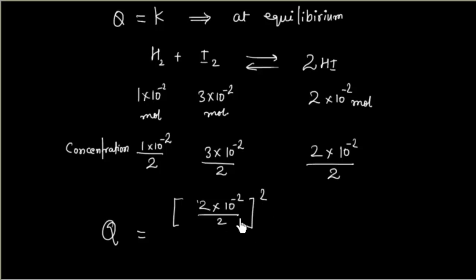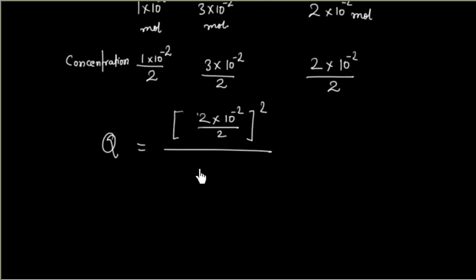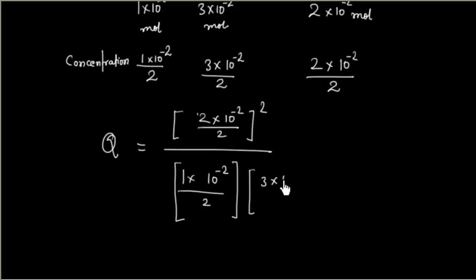This is raised to the power 2, and this is divided by 1 into 10 to the power minus 2 divided by 2, into 3 into 10 to the power minus 2 divided by 2. So you see this 4 cancels out and 10 to the power minus 4 also cancels out. So we will have 4 divided by 3. So finally this is 1.33.